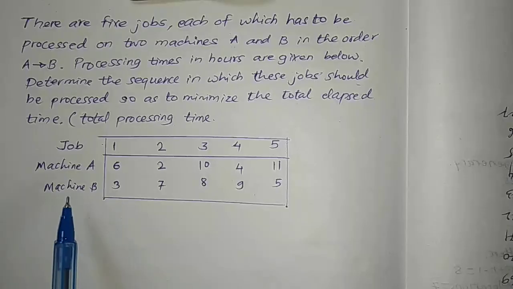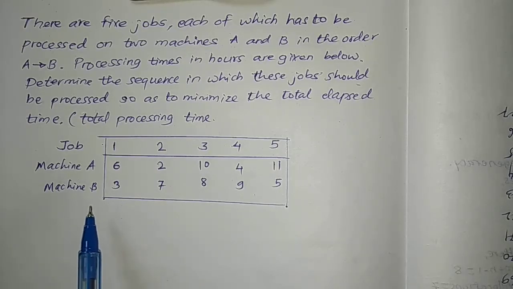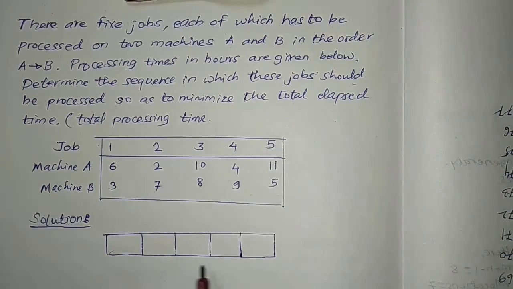There are 5 jobs and there are 2 machines. So for determining the optimum sequence, I will draw here first the 5 blocks so that I will put the jobs in the order. Friends, now I have prepared here 5 columns for one row. Why 5 columns? Because there are 5 jobs. So let us put them in the order as per Johnson's algorithm. This is the simple step we will follow here.